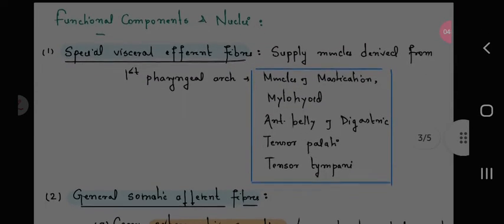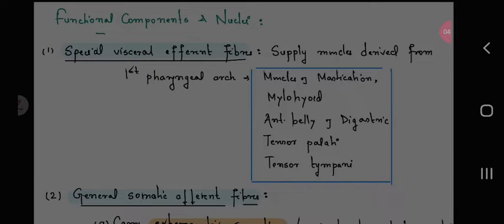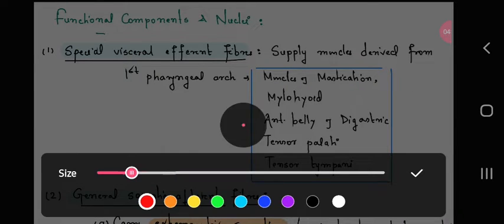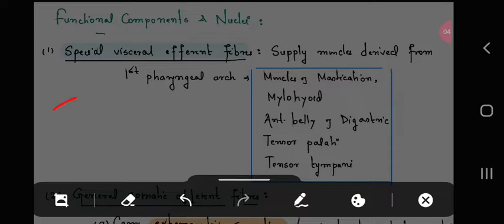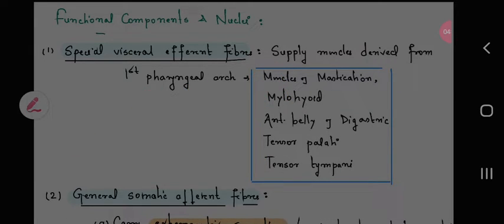Functional column and nuclei, special visceral efferent fibers, SVE. So as we know that SVE contains 5, 7, 9, 10, 11, and this is called nucleus ambiguus. Supply muscle derived from first pharyngeal arch, muscles of mastication, mylohyoid, anterior belly of digastric, tensor tympani and tensor palatini.